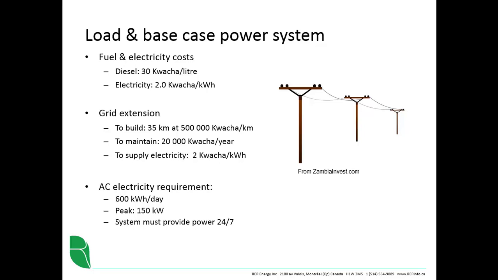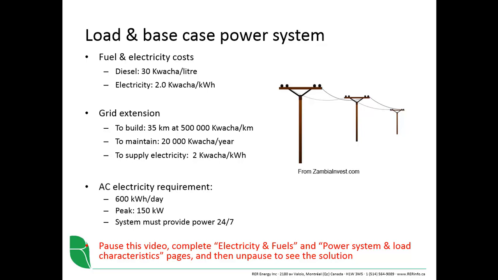The peak requirement is 150 kilowatt AC, and the system must provide power for 24 hours a day, 7 days a week. Of course, there can be minor downtimes, but the point here being that we cannot assume that the load is on only during the day, which would be beneficial for a PV system, or only during the night, which would be particularly difficult for the PV system to provide power for. So if you have a subscription, pause the video and attempt to continue with the analysis, and I will show you a solution momentarily.